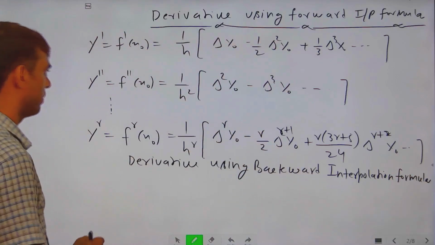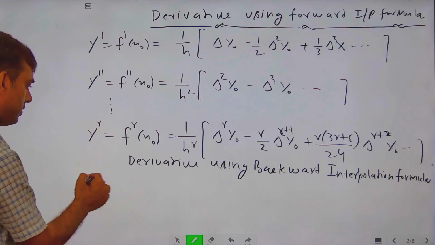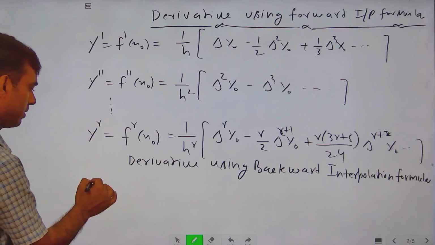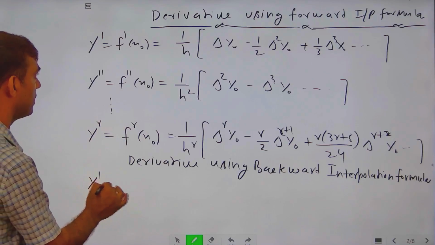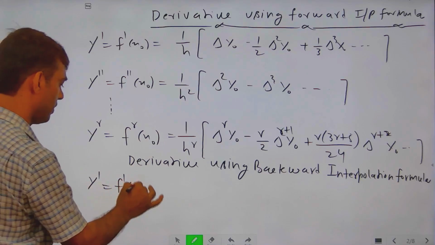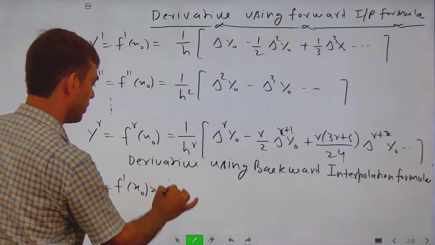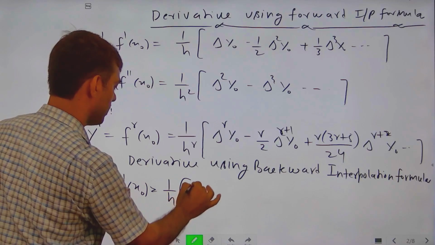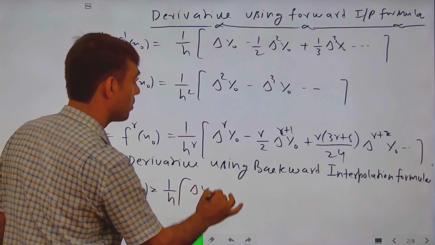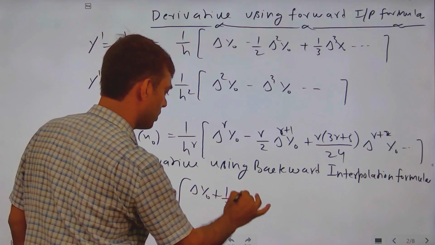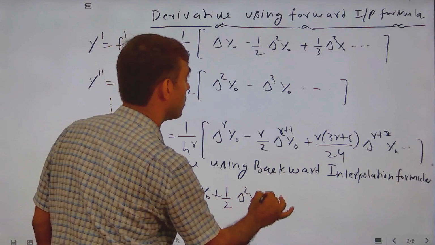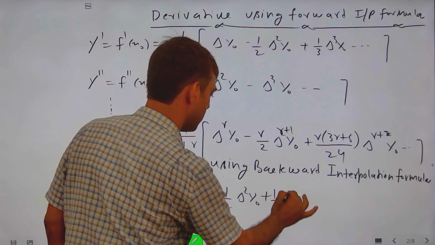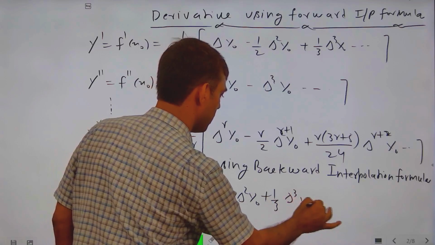So what is the difference? Here we write the first order derivative, y' equals f'(x0) equals 1 upon h, this becomes Δy0 plus 1/2 Δ²y0 plus 1/3 Δ³y0 and so on.